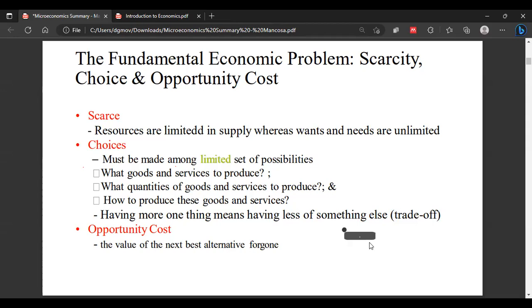Like we explained, when a choice is made, you are incurring a trade-off, right? Having one more of one thing means that you are having less of something else. There is a trade-off, and when that happens, there is opportunity cost that you incur. We defined opportunity cost as the value to the decision maker of the next best alternative that could have been chosen, but was not chosen. I will repeat.